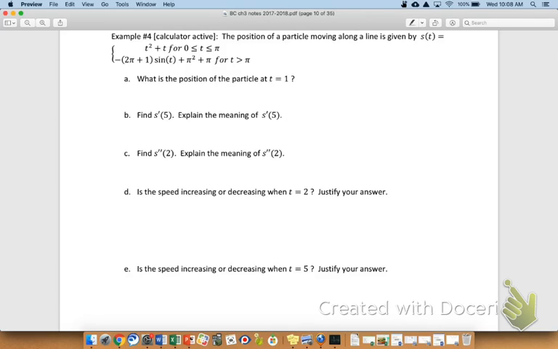It wants to know what is the position of the particle at t equals 1. Find s prime of 5 and explain what that means. So on and so forth. We'll get into that speed increasing or decreasing part with D and E. So do as much of this as you can. We'll get some answers up there as we go. I'll be around to help, or just ask questions as you're doing this.